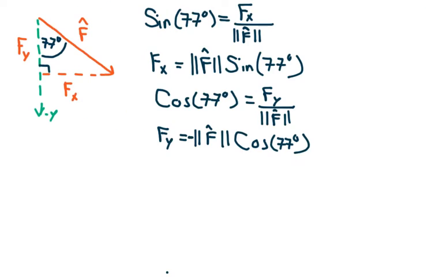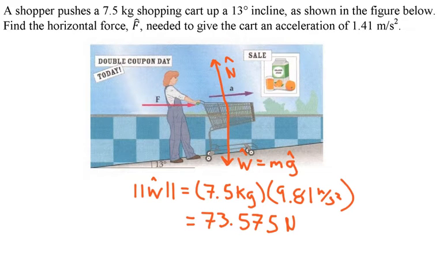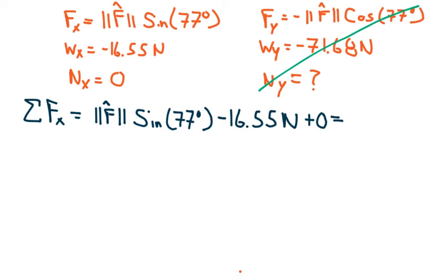So mass times acceleration. Now the mass of the cart was given at the beginning as 7.5 kilograms. So we just plug that in for the mass. So 7.5 kilograms, and then the acceleration in the x direction is 1.41 meters per second squared. See if I can squeeze that in there. Okay, almost got it in there. Okay, so we've got the sum of all of my forces is equal to ma.